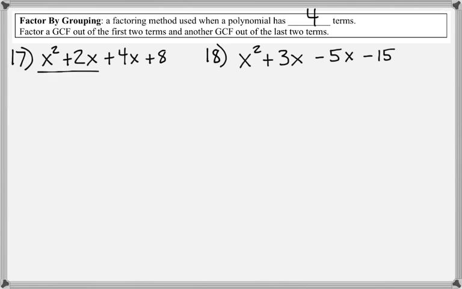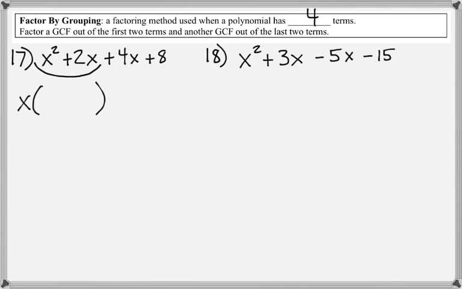Meaning on 17, there's no number I can take out of all four of those, and I can't take a variable out of all four because the 8 doesn't have any variable. So if we do the factor by grouping on this one, I'm just looking at the first two terms, and then the last two terms separately. I can't take out any coefficients, but for x's, this one has an x squared, this one has an x. So I can take out an x.